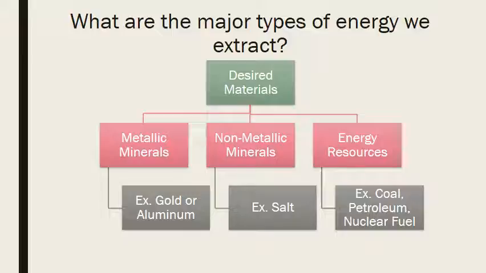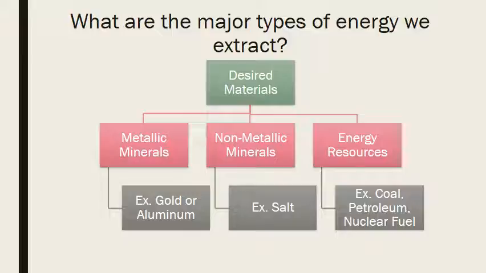So when we talk about the major types of energy that we extract, we tend to break them down into three basic categories. So the first thing is a desired material. So this is something that we want and that it's useful for us. We break this down into three different categories: metallics, non-metallics, and energy resources.